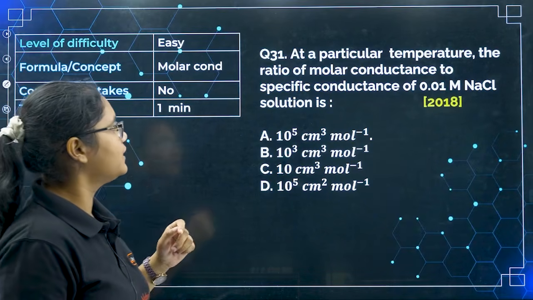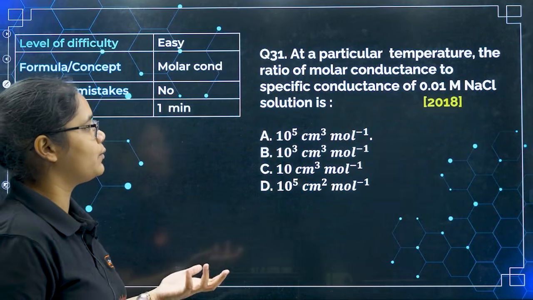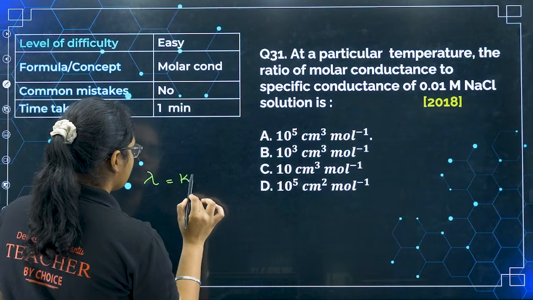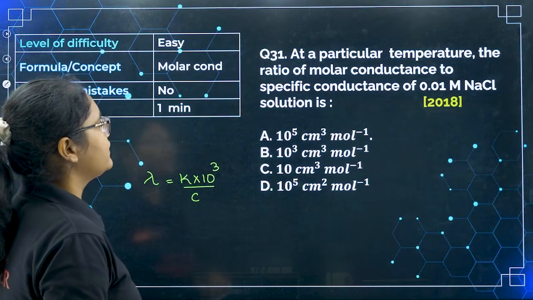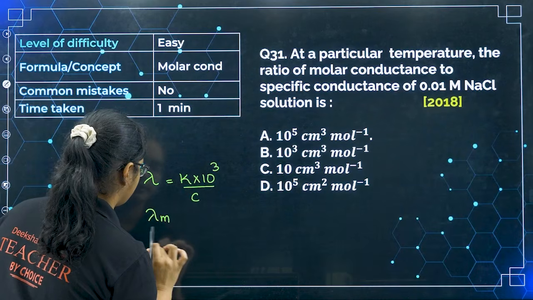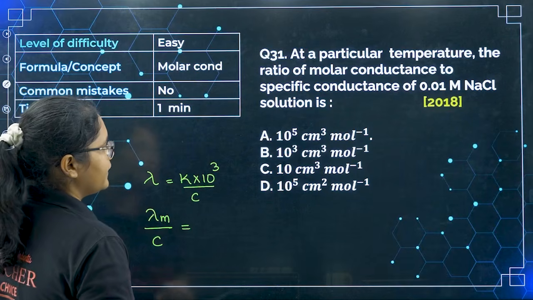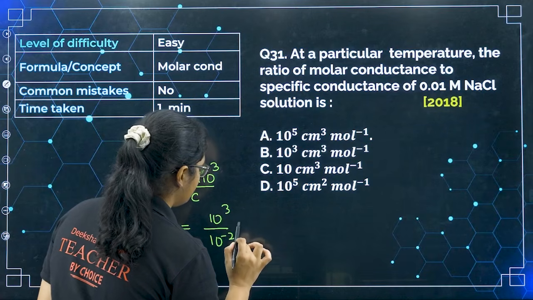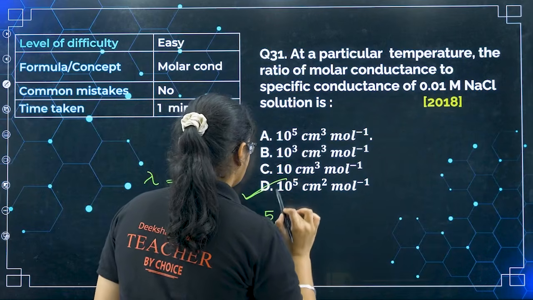Next, question number 31. At a particular temperature, the ratio of molar conductance to specific conductance of 0.01 M NaCl solution is. So we have lambda is equal to kappa into 1000 by C, right? So the ratio of molar conductance to specific conductance will be equal to 1000 by C. So 1000 is 10 to the power of 3 and concentration is 10 to the power of minus 2, that will give me 10 to the power of 5. So option number D is the correct answer.